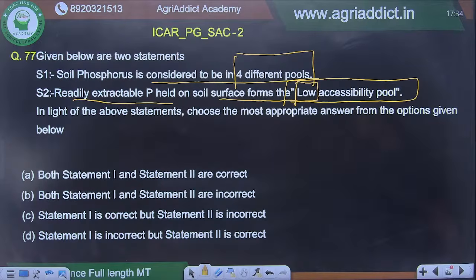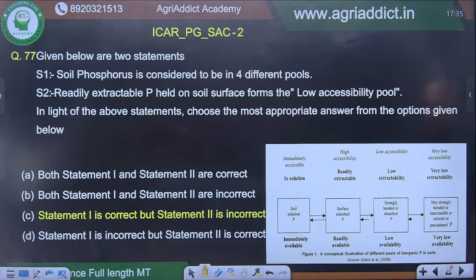Soil phosphorus is considered to be in 4 different pools. Readily extractable P held on soil forms the low accessibility pool. Statement 1 is correct, but statement 2 is incorrect. I can see all the answers telling that yes, you are very correct. These are the 4 pools of phosphorus taken from old ISSS as usual.